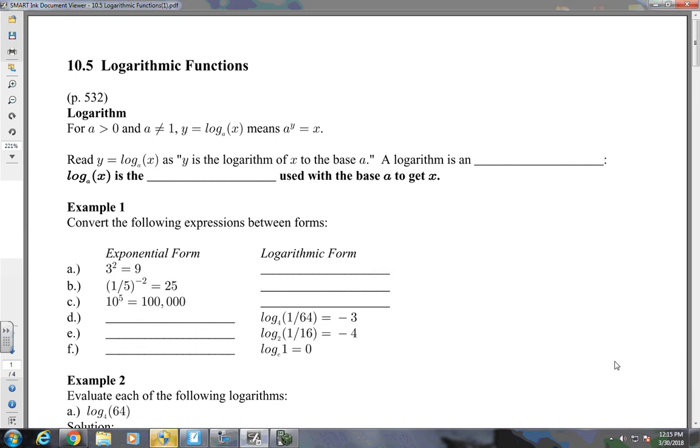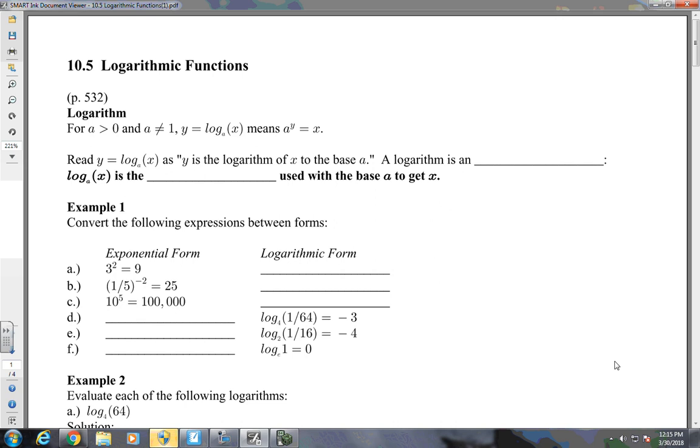In section 10.4, you learned about exponential functions. Exponentials are pretty straightforward and familiar. In section 10.5, you'll be studying logarithmic functions. Although logarithms can get confusing, keep in mind that a logarithm is simply the inverse of an exponential function.